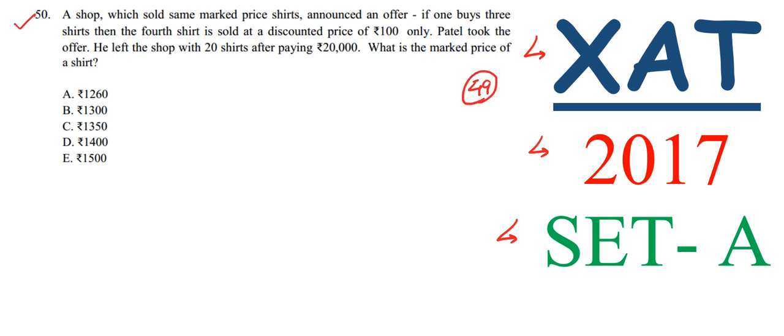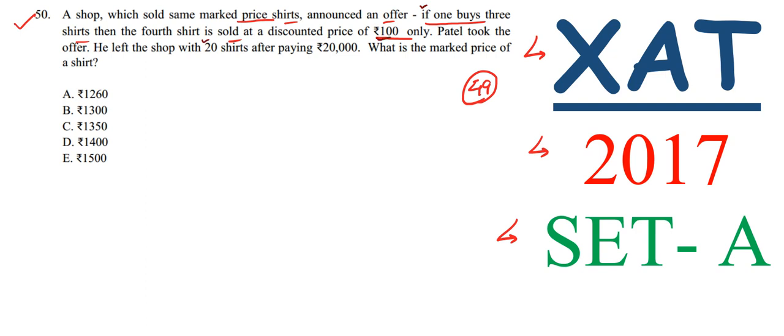So question 50 says a shop which sold same marked price shirts announced an offer. So here we are talking about a shop which sells shirts of the same marked price, and this shop has recently announced an offer. So let's check what is the offer. If one buys 3 shirts, then the fourth shirt is sold at a discounted price of rupees 100 only. Okay, so we have a very interesting discount here which says if a person buys 3 shirts, then the fourth shirt will be sold at rupees 100 only.